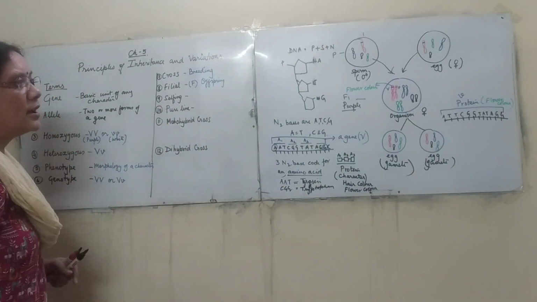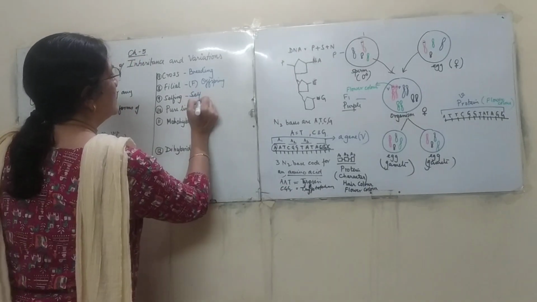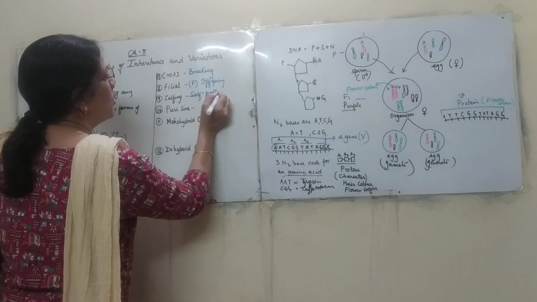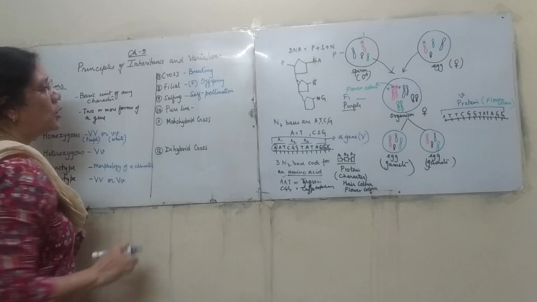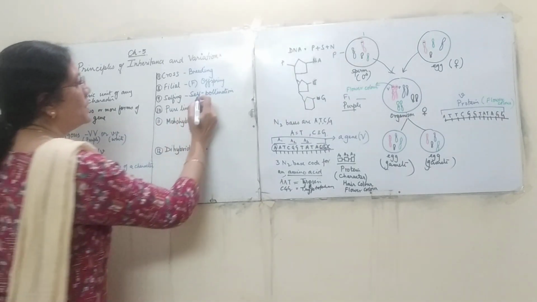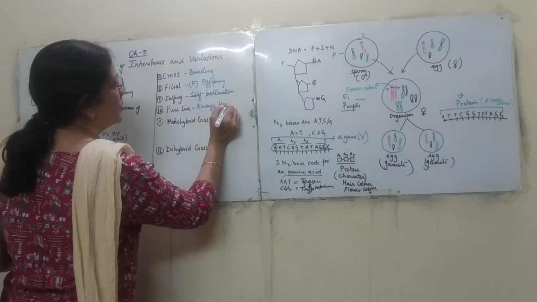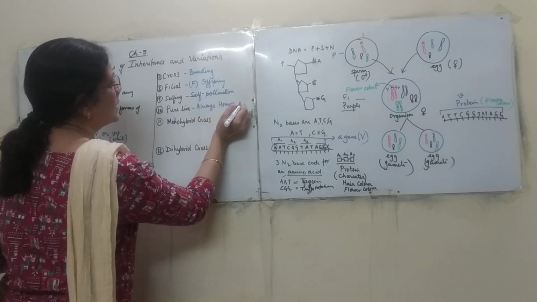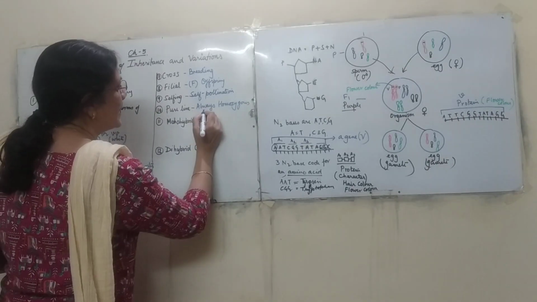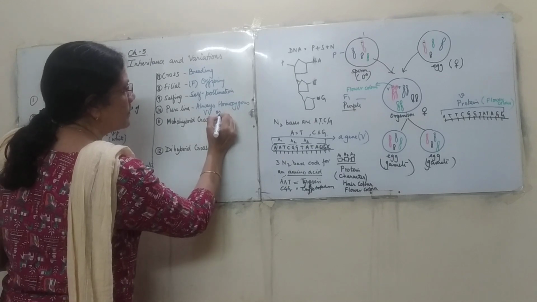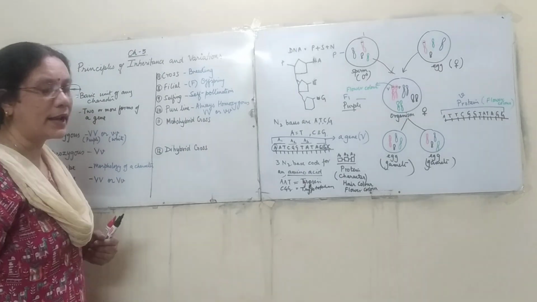Now selfing. Selfing is self-pollination. Clear? Now pure line. Pure line, we have to remember, this is always homozygous. So it may be dominant or it may be recessive. That is, either it may be capital B or it may be small b. So this is a pure line.